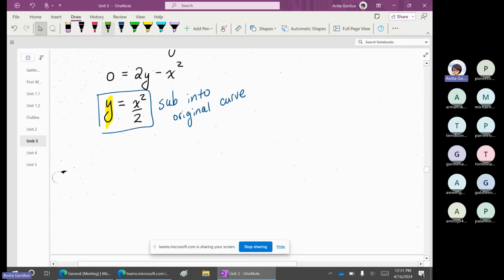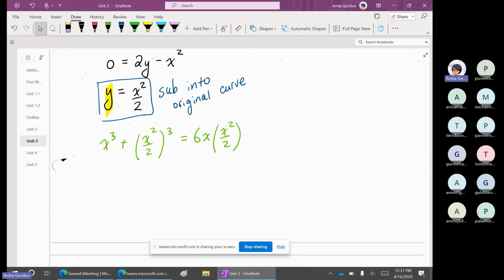So looking at the original curve, I had x cubed plus y cubed, with y = x squared over 2, all cubed, equals 6x times y, which is x squared over 2. Whenever we do substitution, we either need 2 equations, 2 unknowns, or 1 equation, 1 unknown. We can't have more unknowns than equations. So let's sort out what we can get for x.